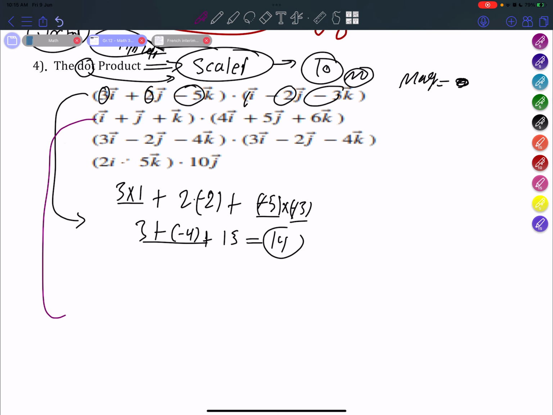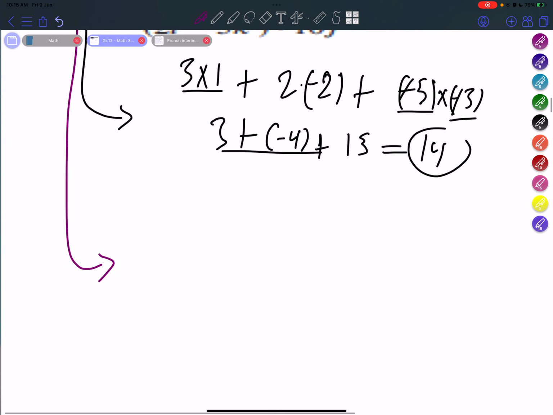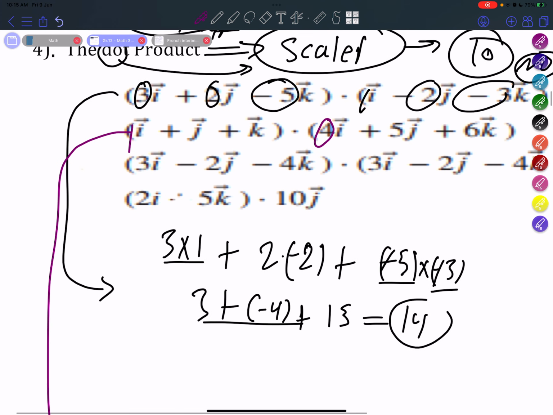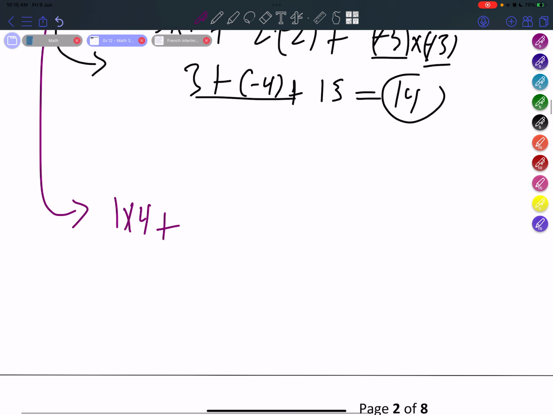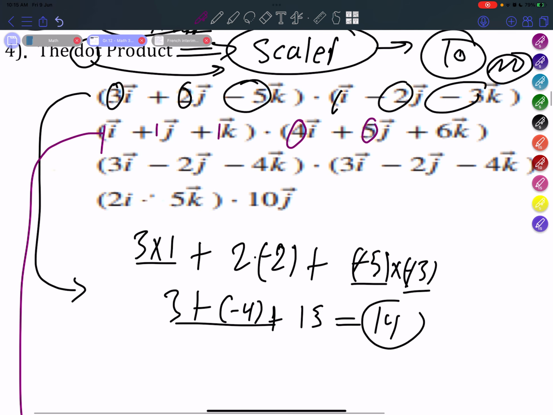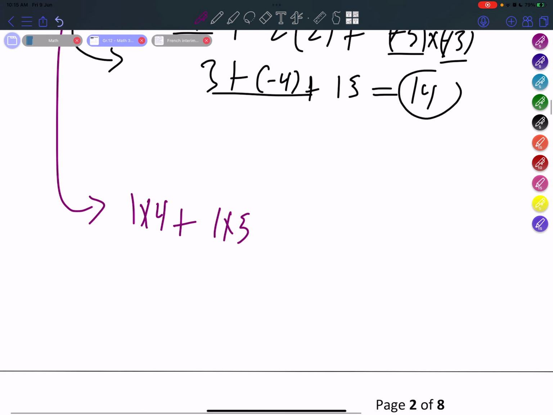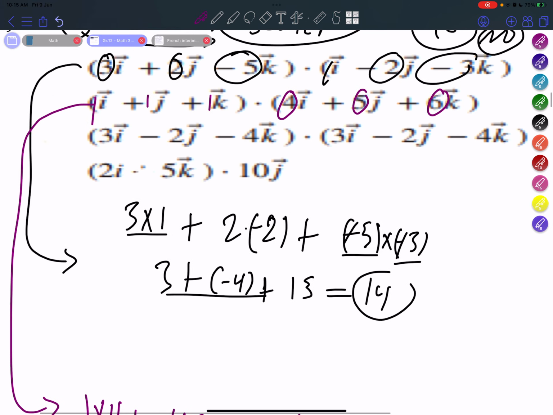Moving on to the second question. i is 1 here and i is 4 here. So we'll say 1 times 4, plus j is 1 and j is 5 here, so plus 1 times 5. And finally, k is 1 here and k here is 6, so we'll say plus 1 times 6. So what we did is we took the coefficient of i times the coefficient of the other i, so i with i, j with j, and k with k.